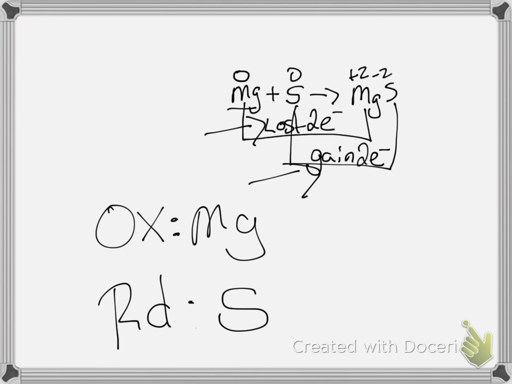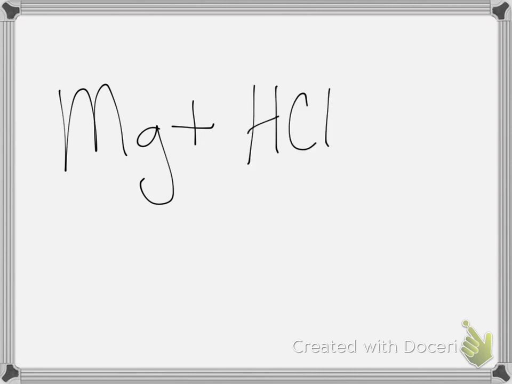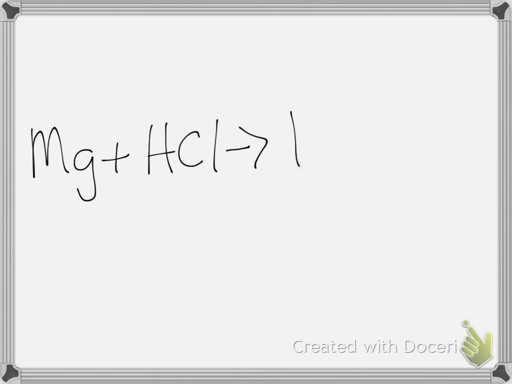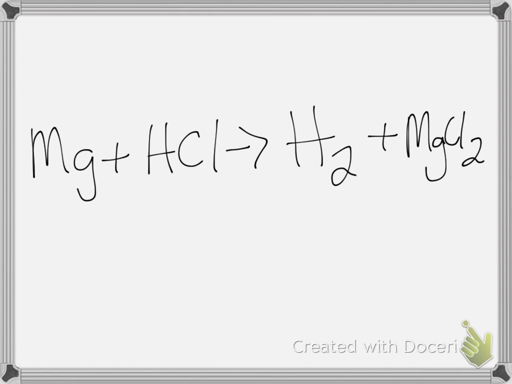Okay? So here's your next example. We're going to say magnesium plus hydrochloric acid yields, and let me rewrite that. That's getting a little big up there. Try to stay even with your writing at least.